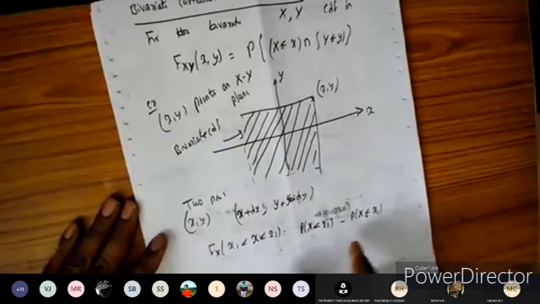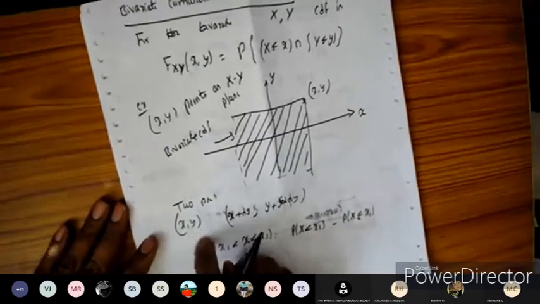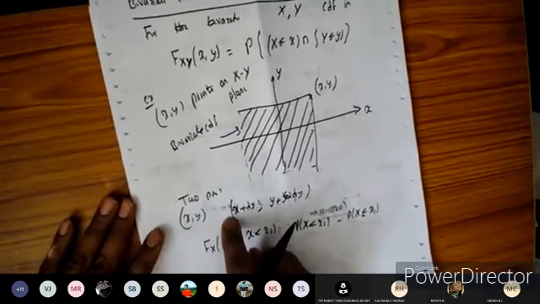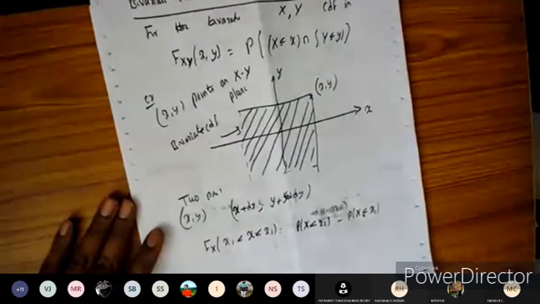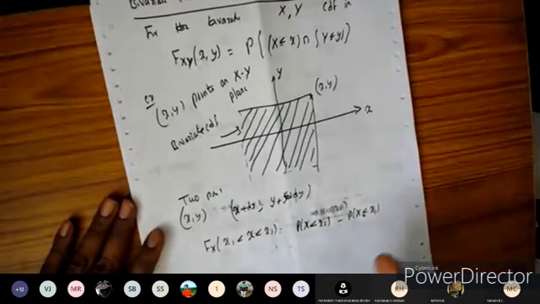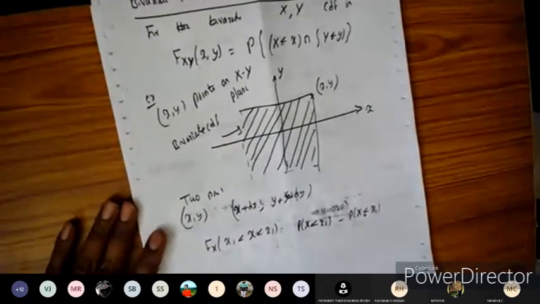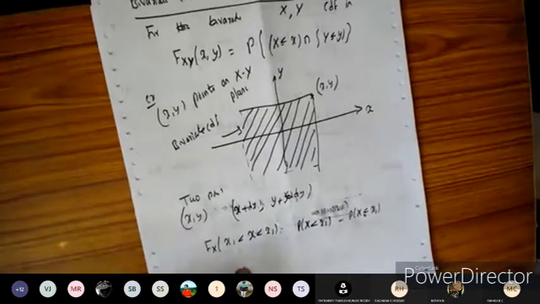By using this, I'm going to extend this property for the bivariate random variable. What are the properties we have seen here? I'm going to extend them for the bivariate case also, in order to explain this bivariate CDF. I'm just going to consider this property and extend it here.